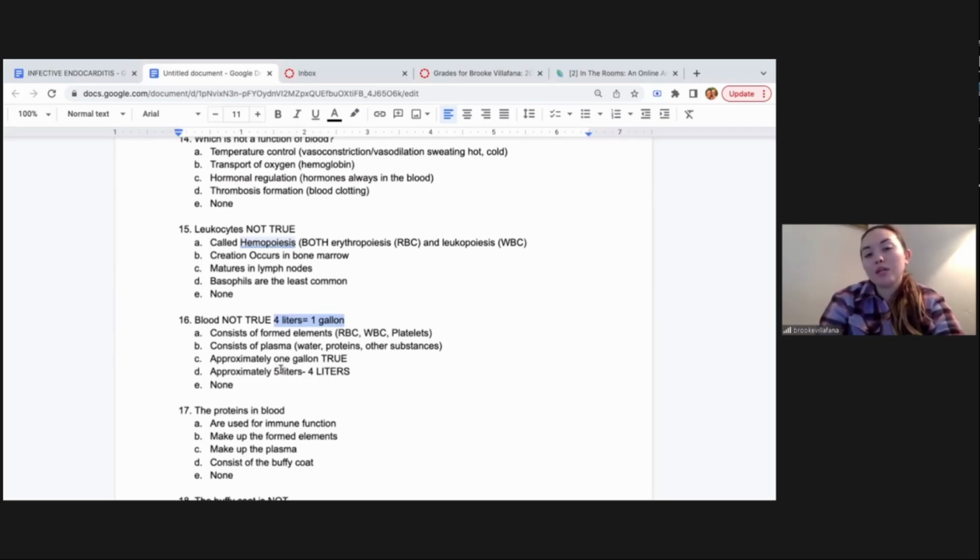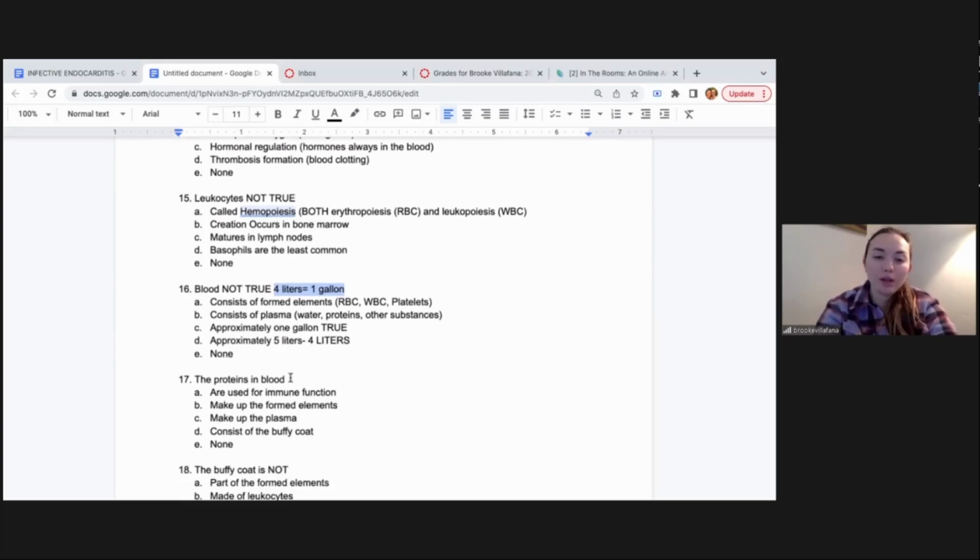I'm not 100% sure you would get that exactly like that as a test question, but you may be asked if blood is a gallon or if blood is 4 liters. So I wanted to make sure you guys knew that 4 liters is a gallon. So both of those are true. I have both of those in my notes, so it very well could be on your test, okay?